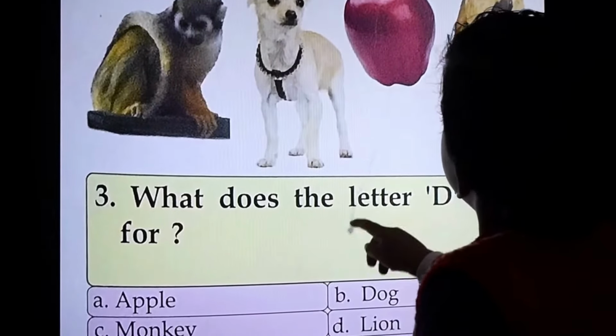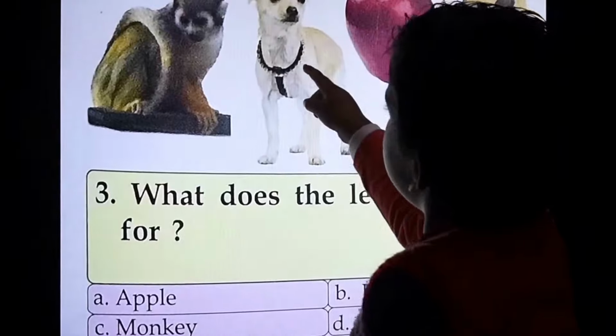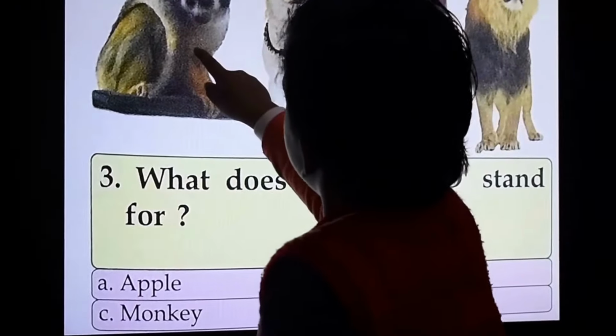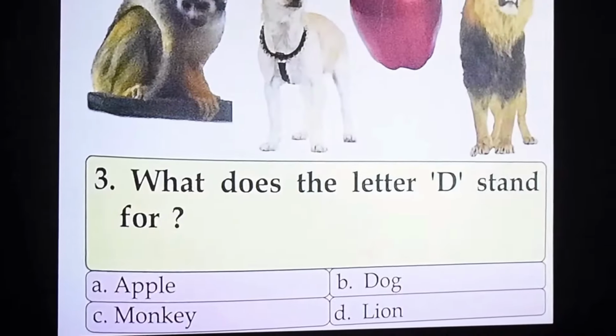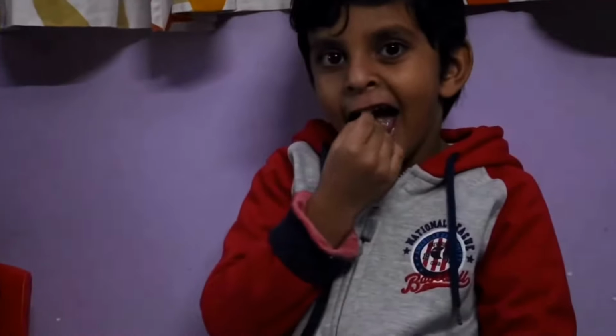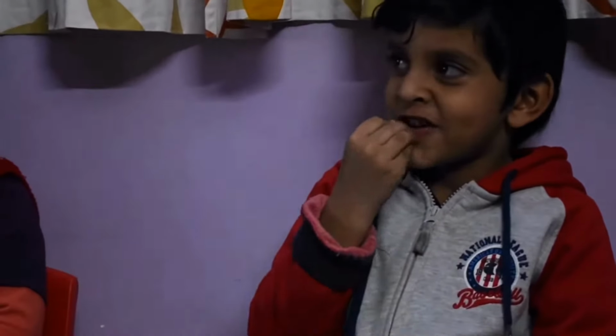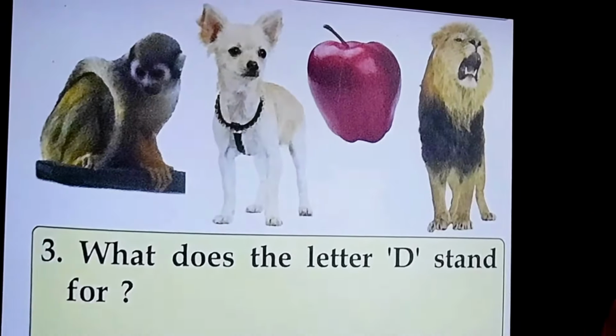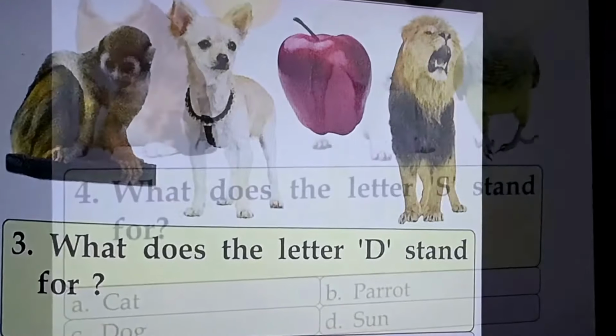Apple. D stands for which letter? Doggy. Okay, that is doggy. D for dog. M for monkey. Okay, yes. Good job, Choru. Duggu, can you go and point D for doggy? Where is doggy? In the photo. Good job. That was an amazing job by Duggu.